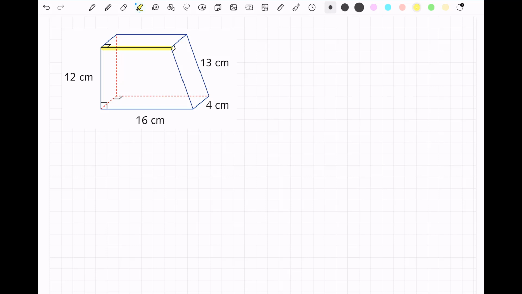Because without knowing that length, we can't work out the area of the trapezoidal face, and we can't work out the area of the top rectangle. So before we can go through the process of calculating the surface area as the sum of the areas of the individual faces, we need to do a preliminary calculation to work out this side length.